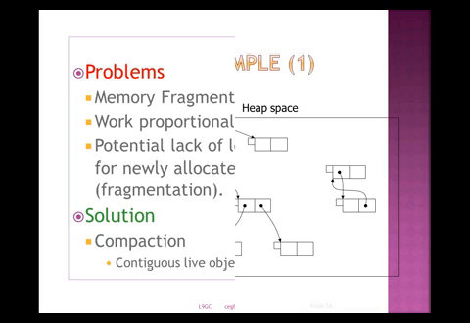The solution is compaction, that is, use the connected live objects and contiguous free space. First of all, mark the objects that are nearby each other, then sweep the objects that are also nearby each other. So the solution is compaction: pick the objects that are nearby each other, so that memory will be allocated or deallocated in a contiguous manner.